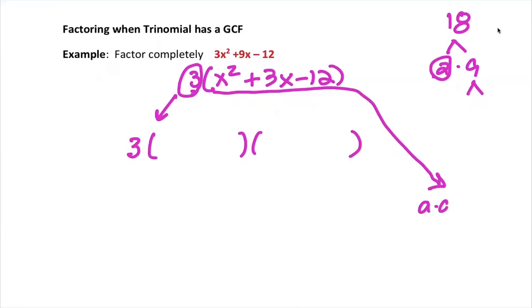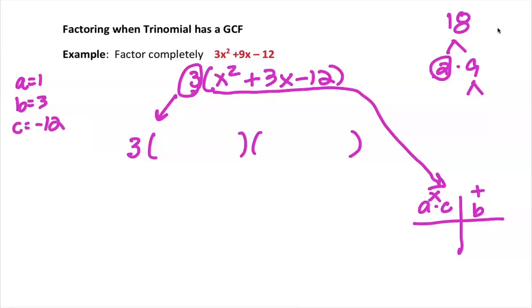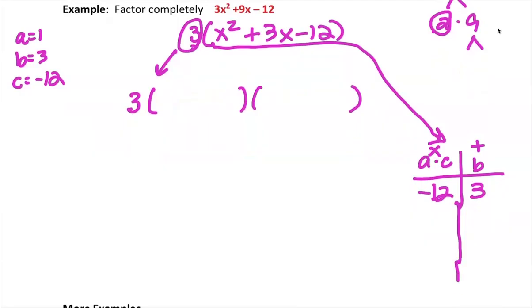So factors of a times c that add up to b. So a times c is, for us, our a is 1, b is 3, c is negative 12. So a times c is 1 times negative 12, so negative 12 adds up to 3. So what two numbers multiply to 12? 1 times 12, 2 times 6, 3 times 4, and then we start repeating. Which pair of these can we add and get a 3 out of?